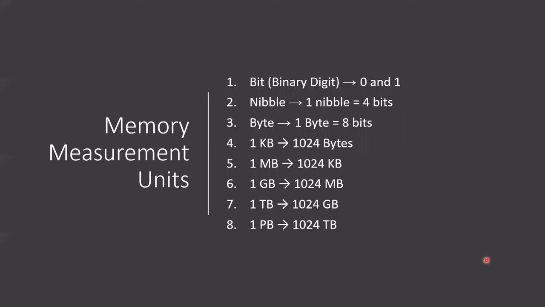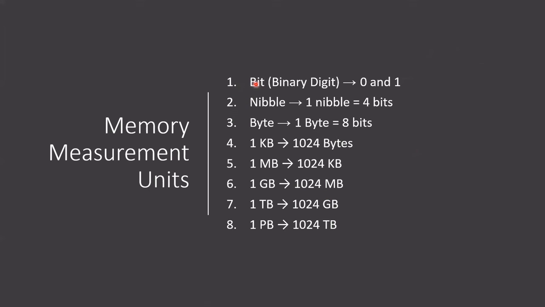Next we are going to talk about the memory measurement units. There is a certain set of units that we use to measure memory. We use memory units to measure the capacity of data that can be stored in a memory device, either primary, secondary, or cache. Following are some units you can see here that are used to measure the size of data.